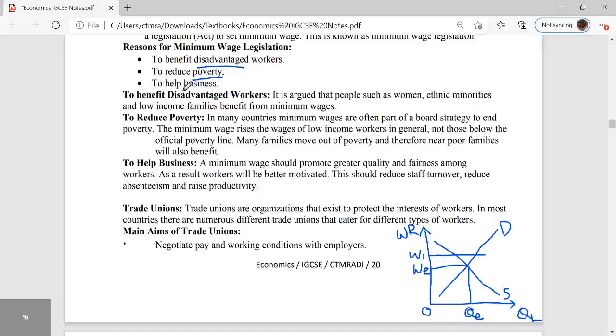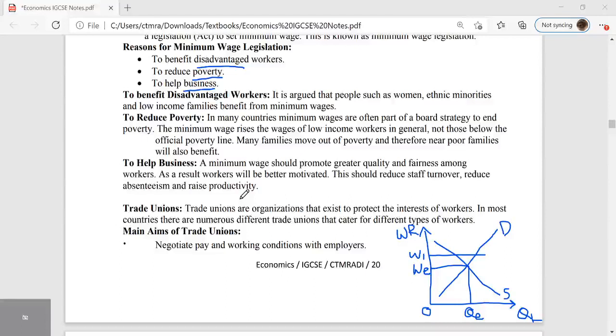Next is helping the business. Many people also argue that it increases the quality of the output, because as you are paying more to your workers, the workers will be more motivated to work, so the quality of the work will improve. Staff turnover and absenteeism will fall, and productivity will rise.